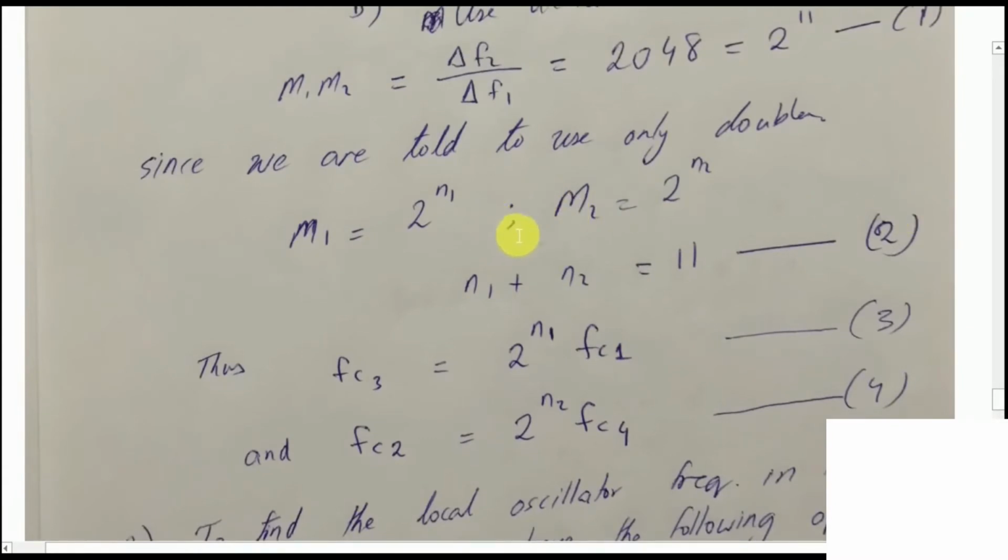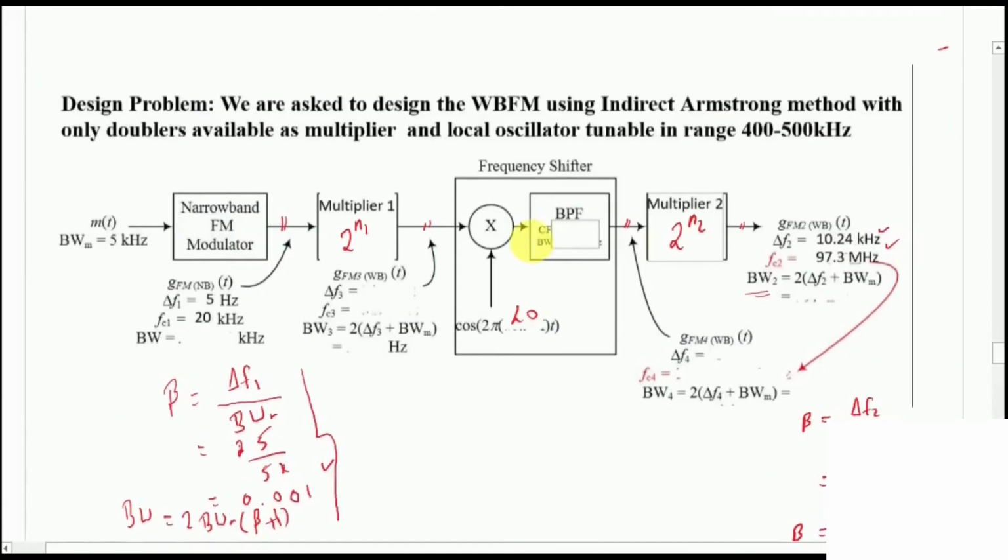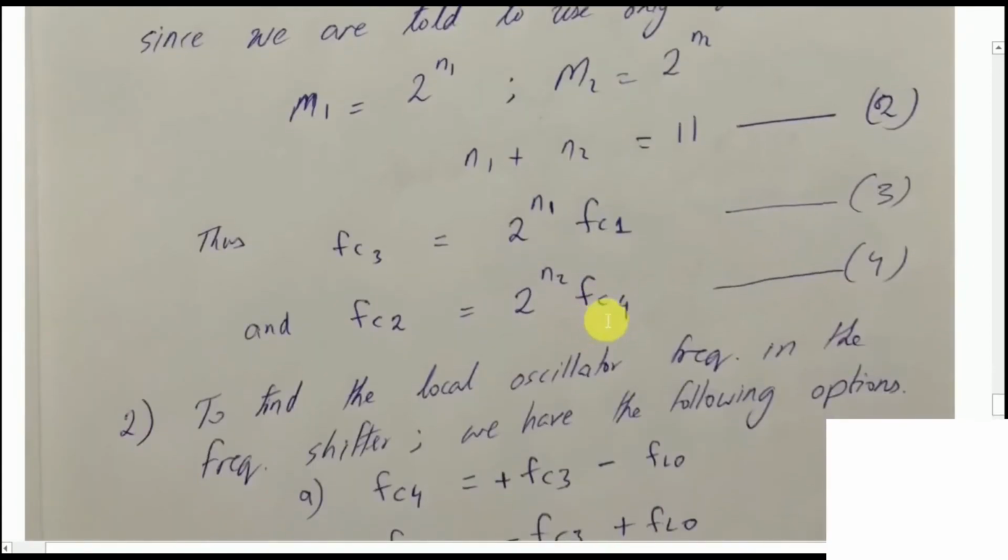Next in line is some analysis in terms of FC3. So we have FC3 over here. This FC3 is nothing but FC1, which is 20 kilohertz, multiplied by 2 power n1, right? So this will be our FC3. Similarly, we have FC2 here, the center frequency, that would be equal to FC4, whatever would be here, multiplied by 2 raised to power n2. So these are the two expressions which I have mentioned here.